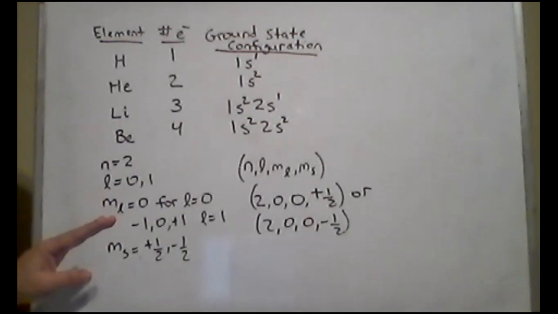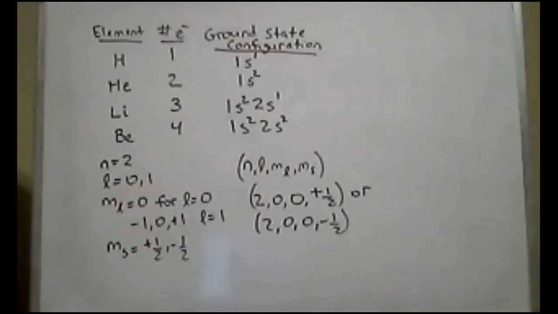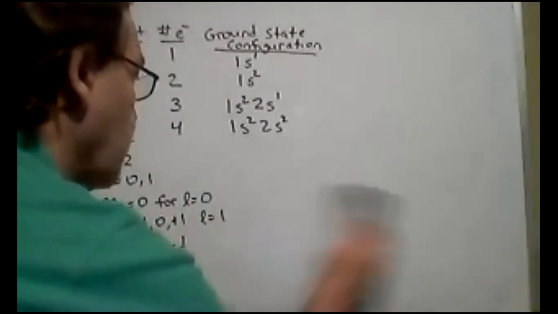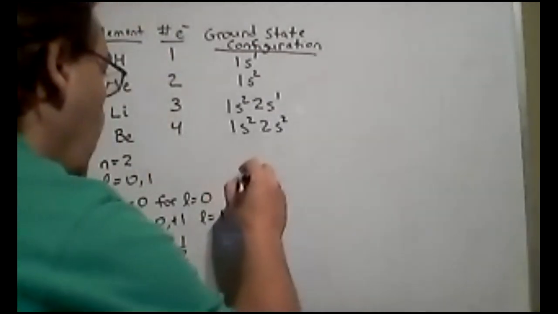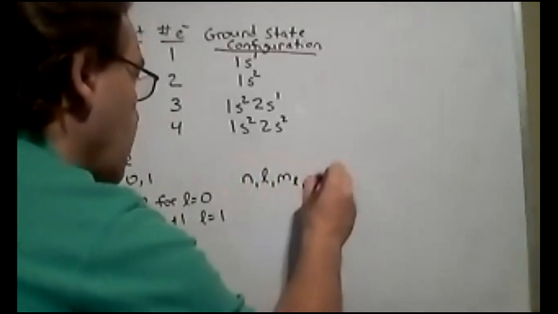Now I have filled up the 2s shell. I can't put any more electrons there. What do I do now? Well, now I go to the P shell. I go to L equals 1. I start filling up those electrons. How many ways can I do that? Well, I have 6 possible electrons I can stick in there. I don't know which one. But anyway, it's N, L, M sub L, M sub S.